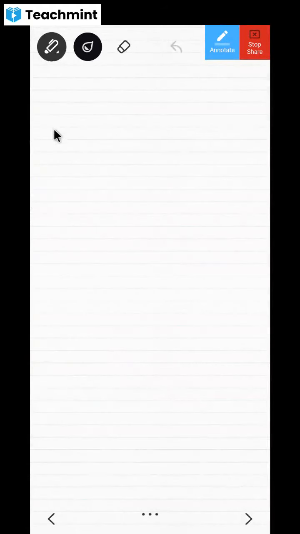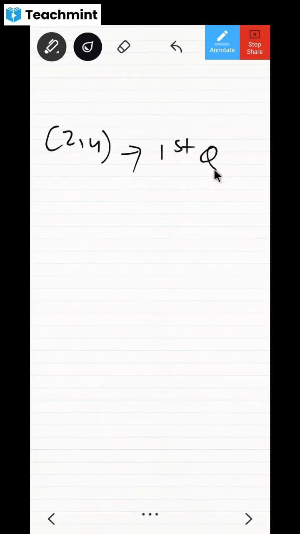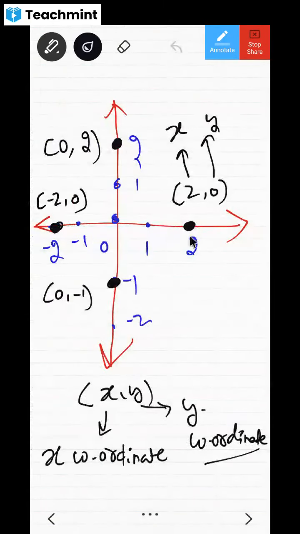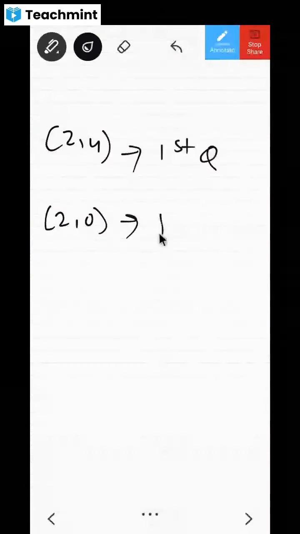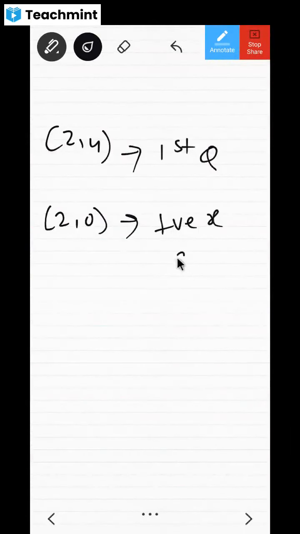Next, now tell me 2 comma 4. Where does this point lie? It falls in the first quadrant. If I say 2 comma 0, tell me where it lies. No, 2 comma 0 is neither in the first quadrant nor in the fourth quadrant. It is on the positive x-axis. So if somebody asks you where 2 comma 0 lies, you have to say it lies on the positive x-axis. Understood?